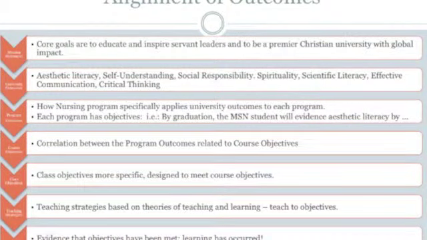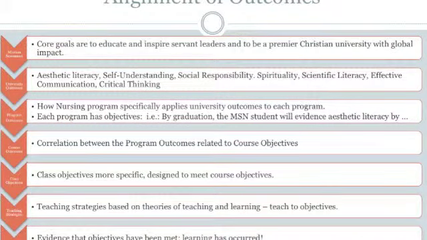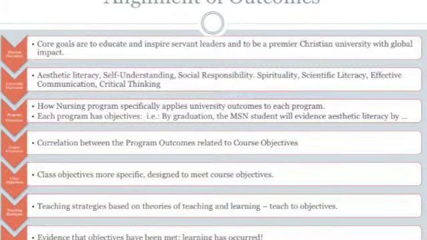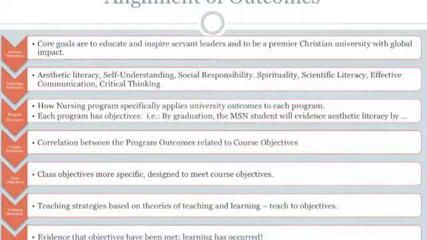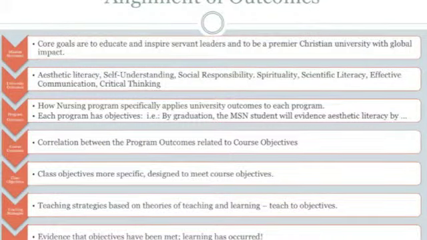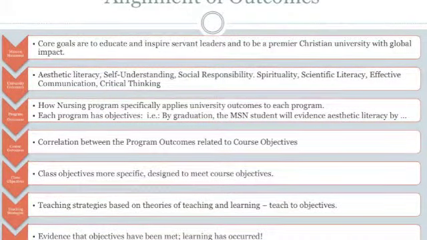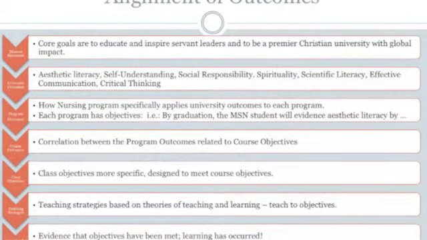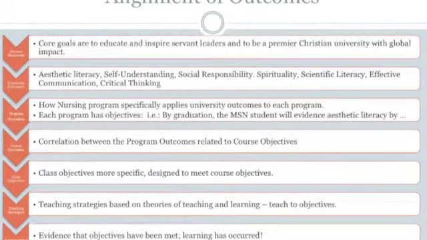Then you look at your specific school. So how did we specifically apply those university outcomes to each program? And we have ours, and you'll see on every syllabus, by graduation, the MSN student will evidence aesthetic literacy by, and by graduation, the MSN will evidence scientific literacy by. And that's how we build the outcomes, and we have to put in the exact strategy that we're going to use to make sure that outcome is going to be met, and then how the assessment is going to be done to also measure. So there's a big correlation between the program outcomes and the specific course objectives.